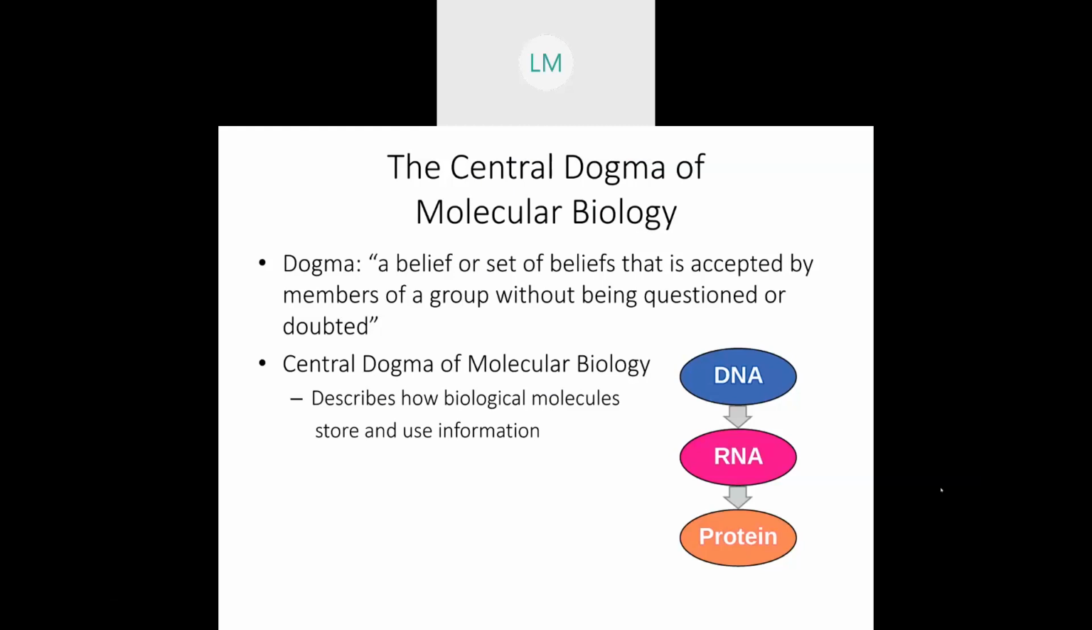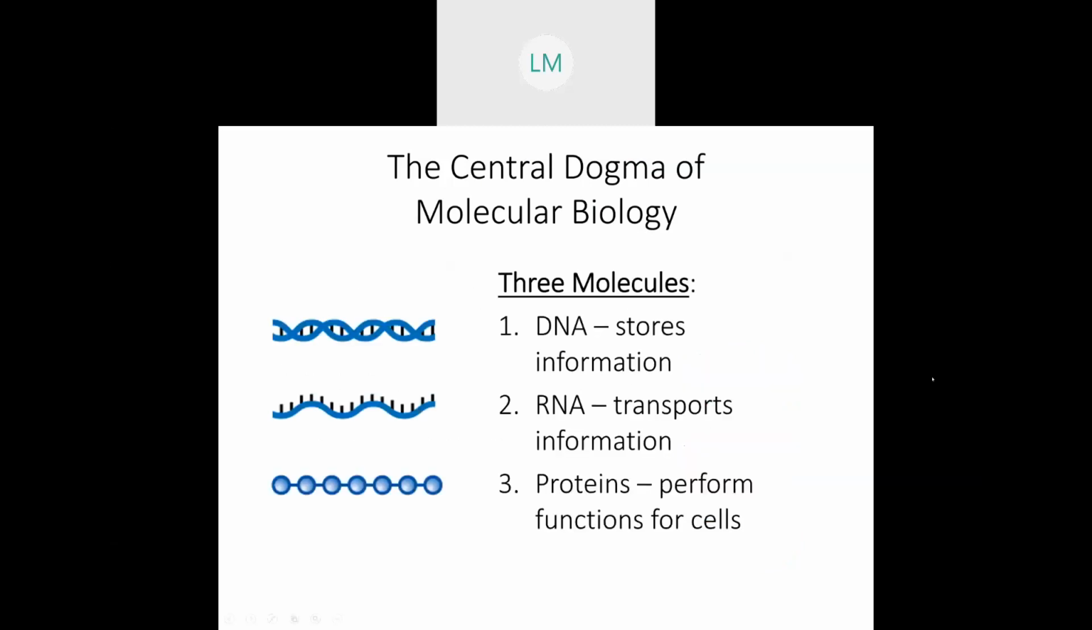There are 3 steps involved in this. Basically, we're going from DNA to RNA to proteins. We're going to talk about the molecules involved in these and how we go from DNA to RNA to proteins. Again, these 3 molecules, they're right here. They have different functions. Our DNA is responsible for storing information.